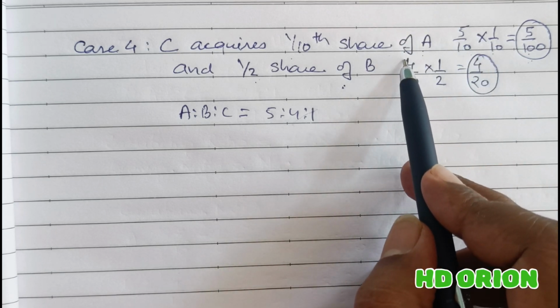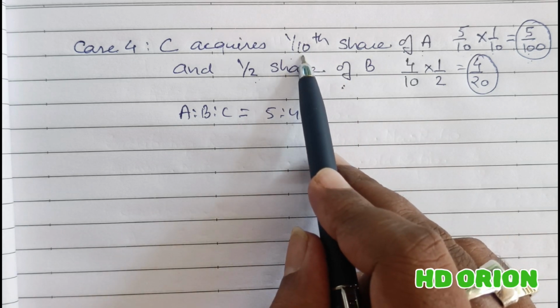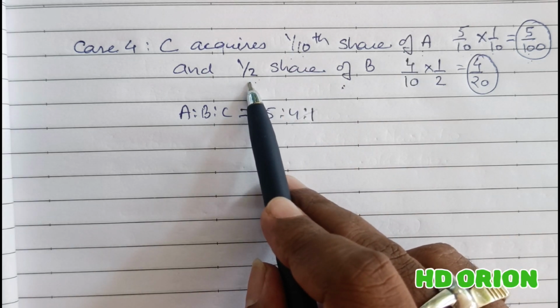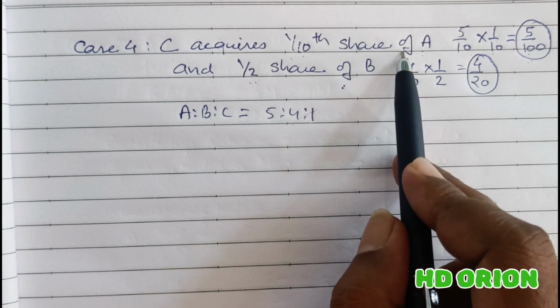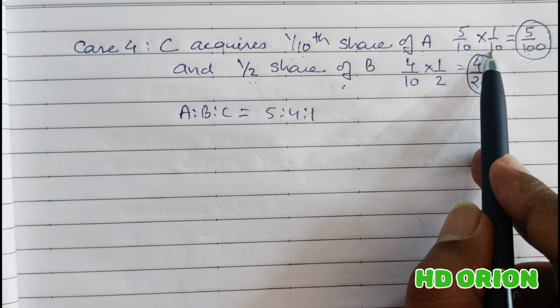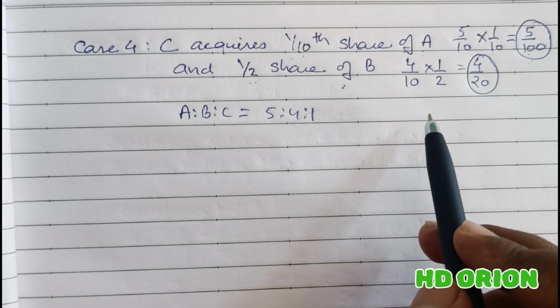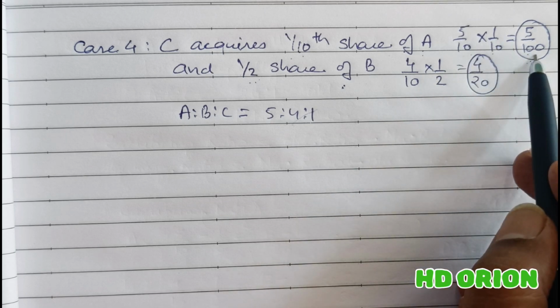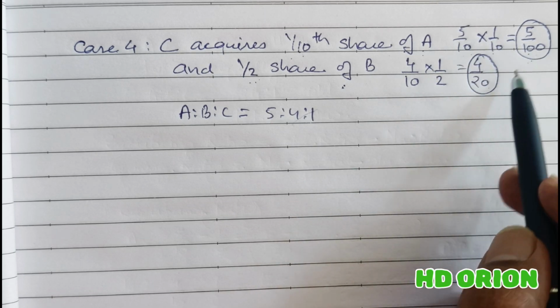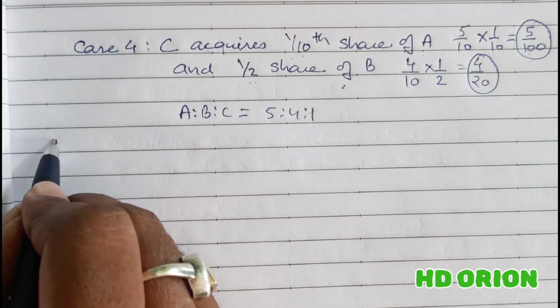Had it been written from A, then we would have subtracted 1 by 10 from A and 1 by 2 from B. But it is written of B, of A, and therefore from A's portion 1 by 10, from B's portion 1 by 2. It is not from the total profit. Now after multiplying this, whatever you get, this is from the total profit. One has to understand this. Now new ratio we will calculate.